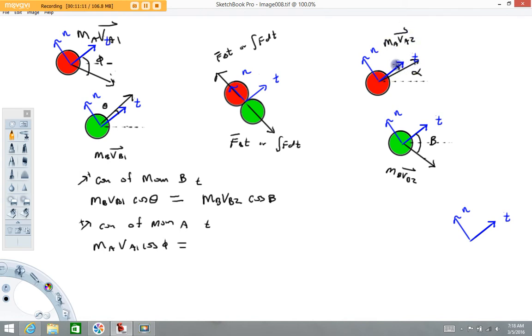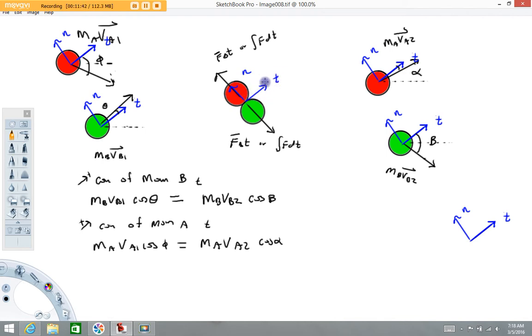Here's the tangential direction. Here's an angle alpha. It's that small angle between the tangential direction and that momentum vector. All we have to do is multiply MA VA2 by cosine alpha. And that would give us the component of the black vector in this direction. And again, we can put equality between these because this impulse does not have a tangential component.